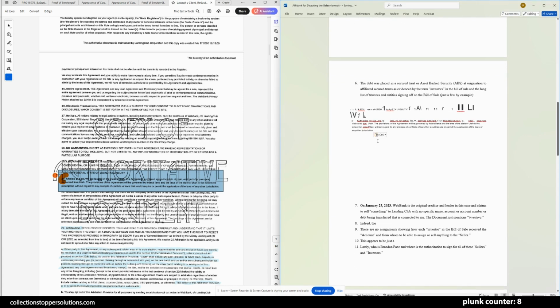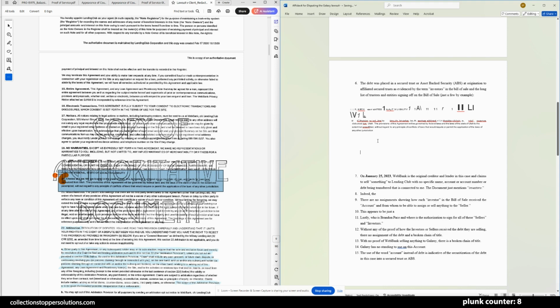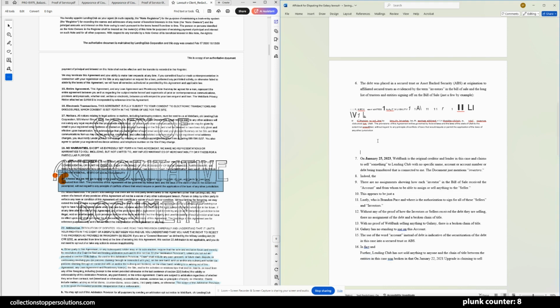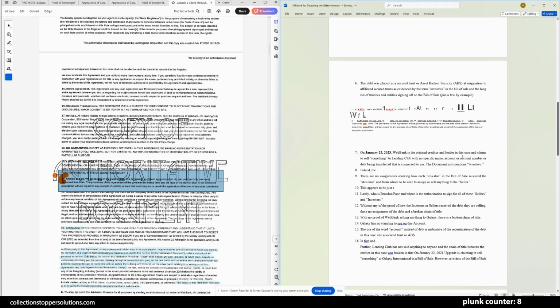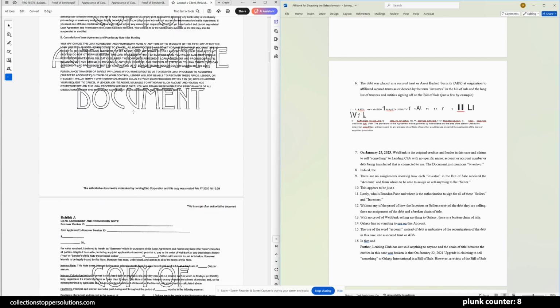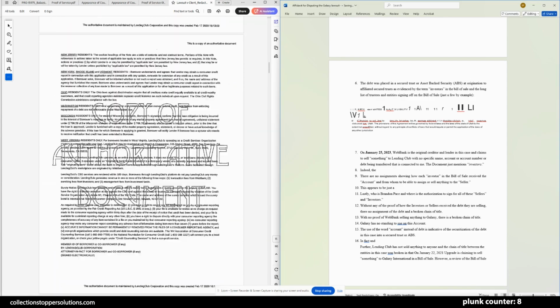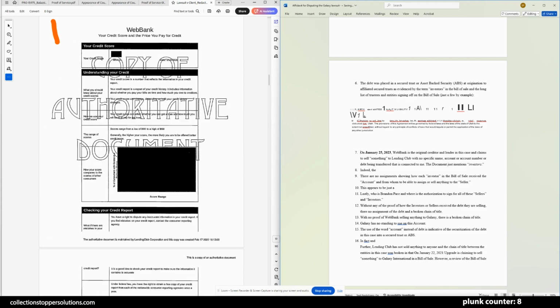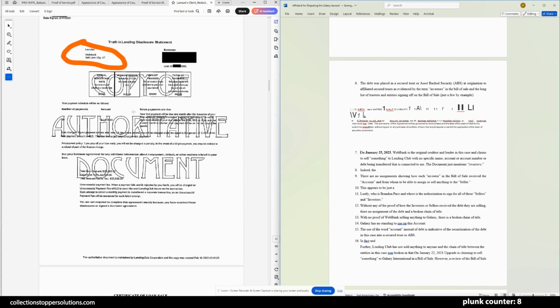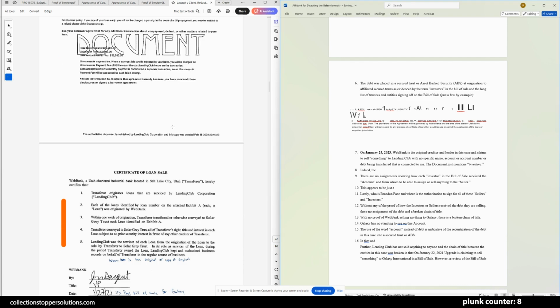And now your next step is on January 25th, 2023, WebBank is the original creditor and lender in this case, and claims to sell something to Lending Club. That is not true, but I'm just using a form affidavit. So there is the bill of sale. And it is WebBank is here and lender and claims to sell something to Lending Club. That is not true, as we don't have that.